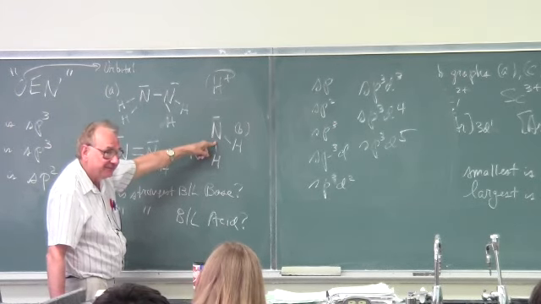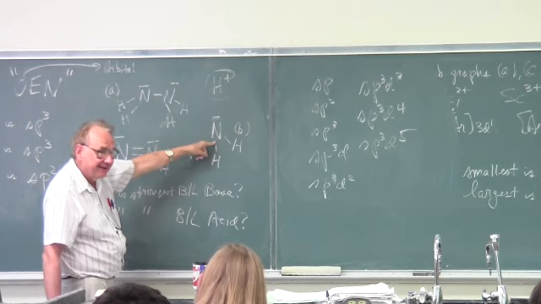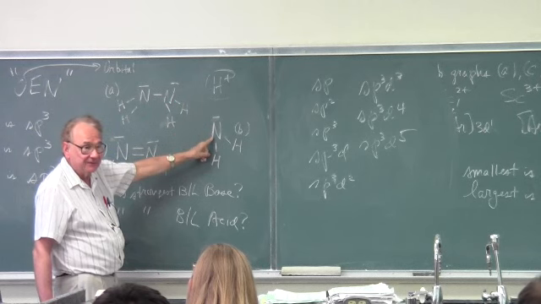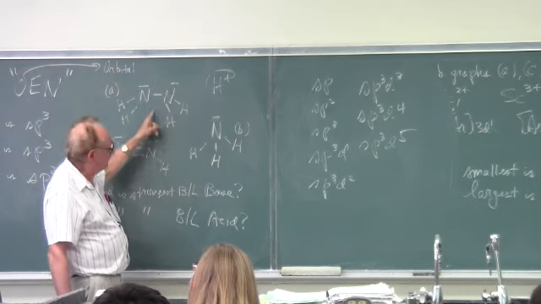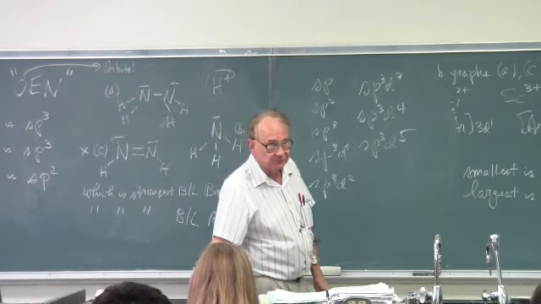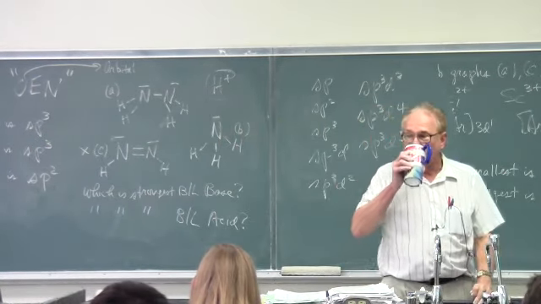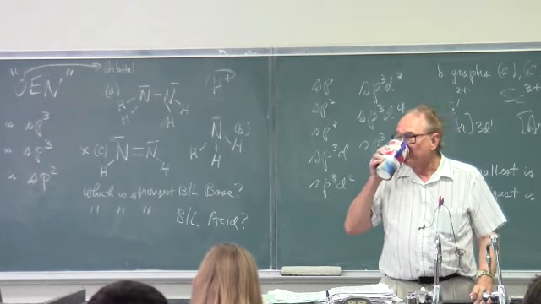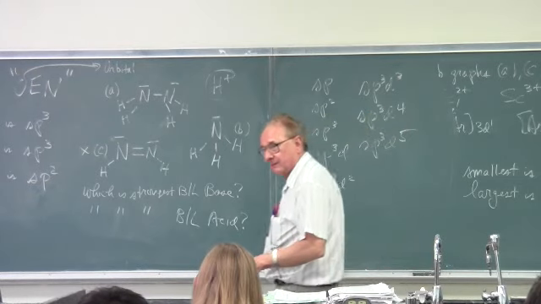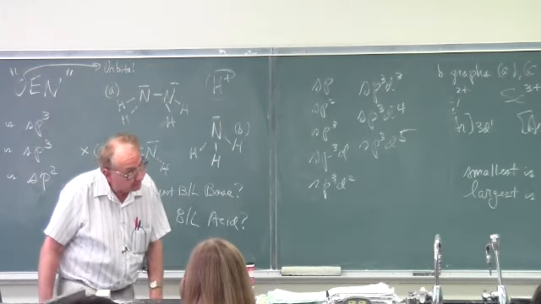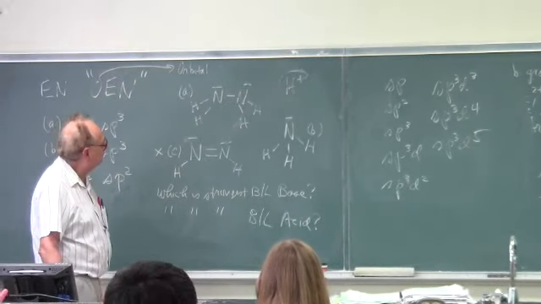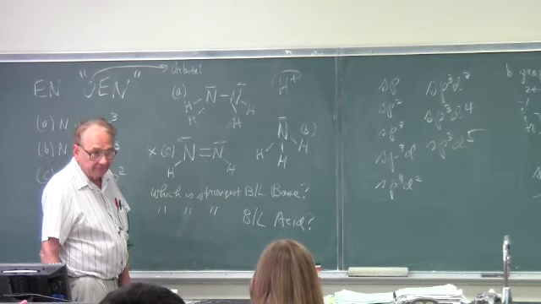Why is this the winner? These are each sp3 nitrogens. But this is a stronger base than this. Why? Because A has a bonding pair between the two nitrogens, whereas B doesn't.